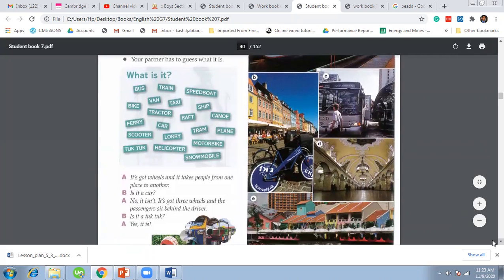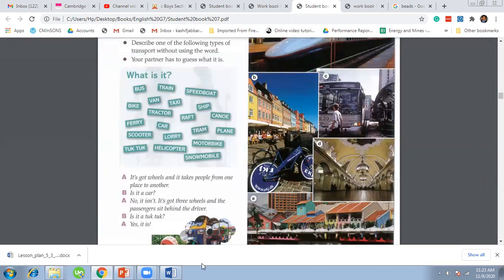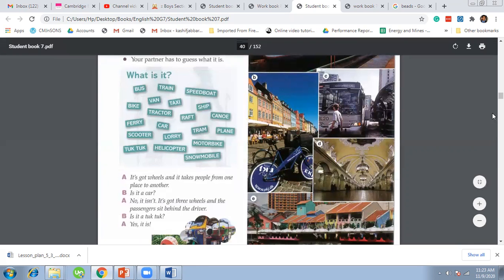It's got wheels and it takes people from one place to another place. Is it a car? No. It's got three wheels and the passengers sit behind the driver. So is it a tuk-tuk? Yes, it is. This is how you can think about any type of transport and you can ask your partner.